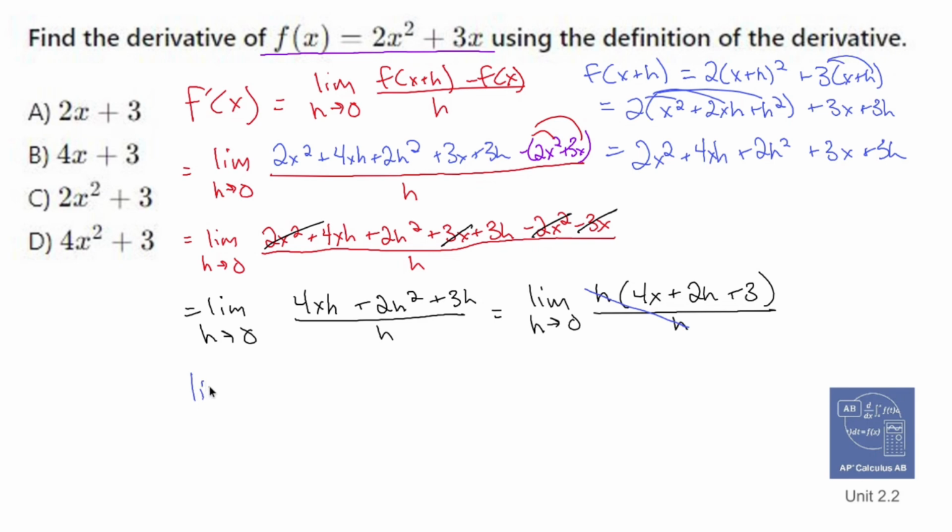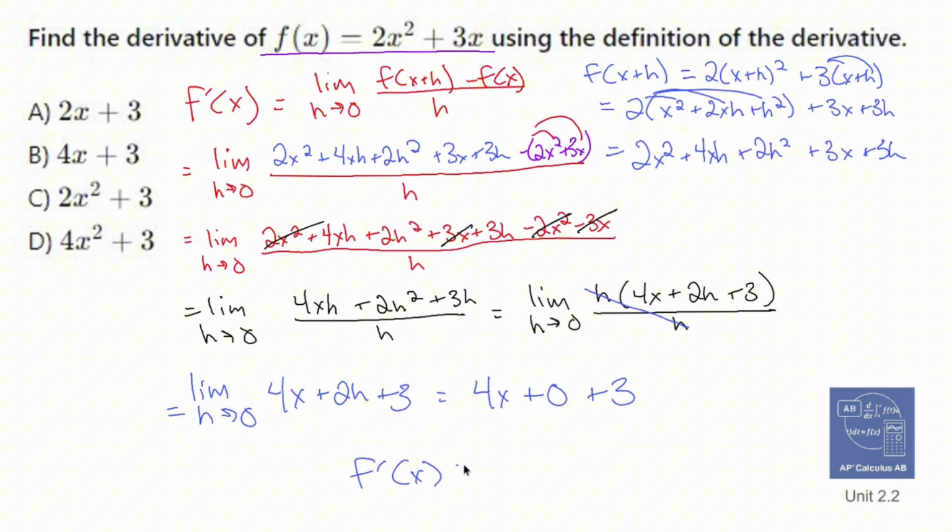And we are left with the limit as h approaches 0 of 4x plus 2h plus 3. So all I have to do here is replace h with 0, and I get 4x plus nothing plus 3. So after all of that, f prime of x equals 4x plus 3, which is b, baby. Wasn't that fun?